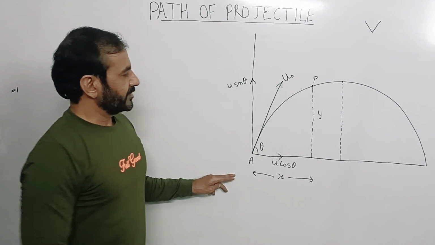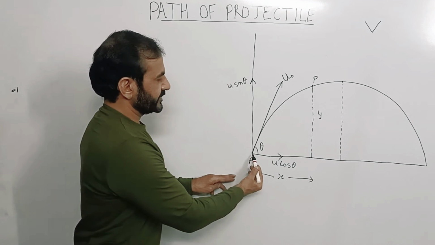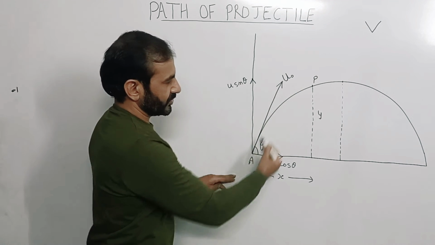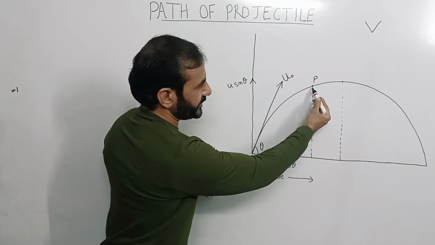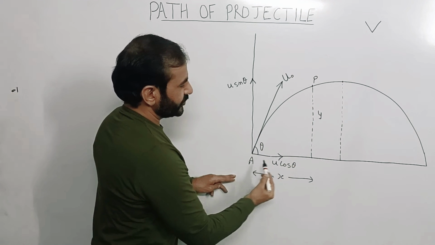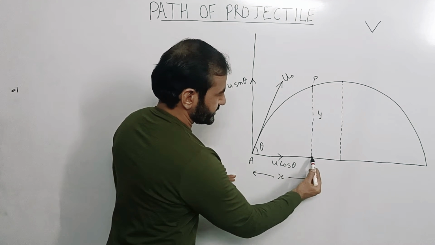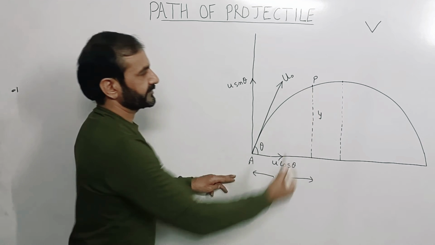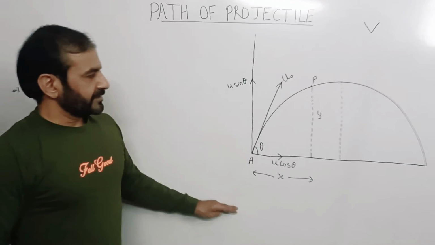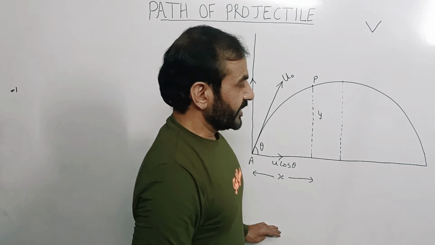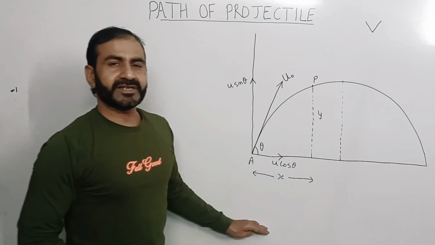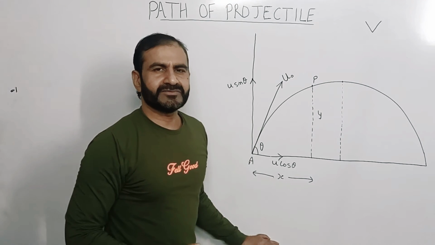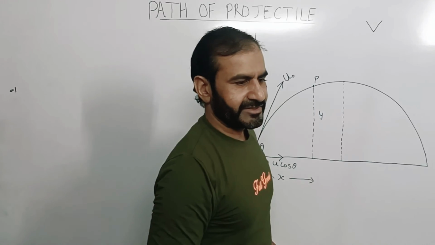Listen again. A body, or say projectile, is projected from point A at an angle theta with horizontal with velocity u0. After t time it reaches P. Horizontal distance moved by the projectile is x. This distance is x, and vertical distance moved by the projectile is y. Now you have to see that force acting on the body is in vertical direction, and this force is gravitational force. We should understand this point here.